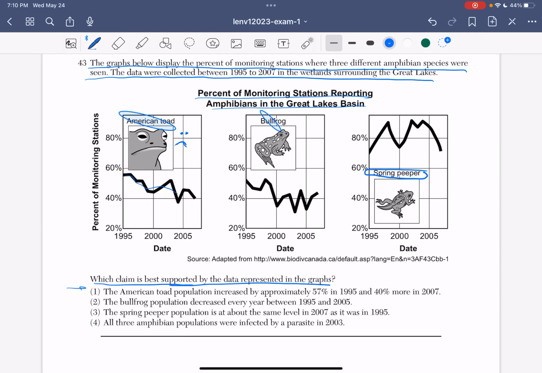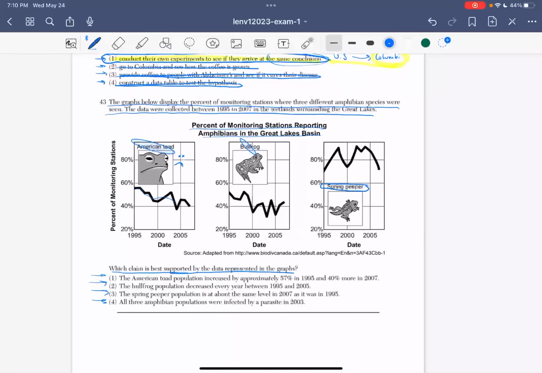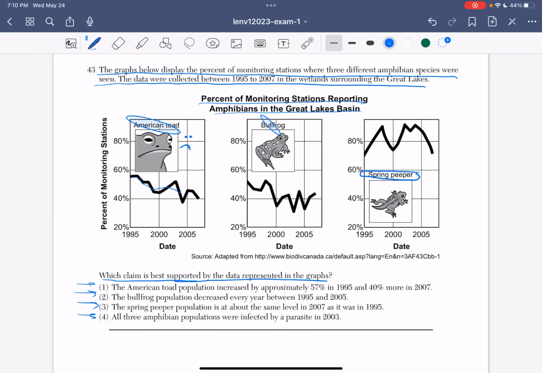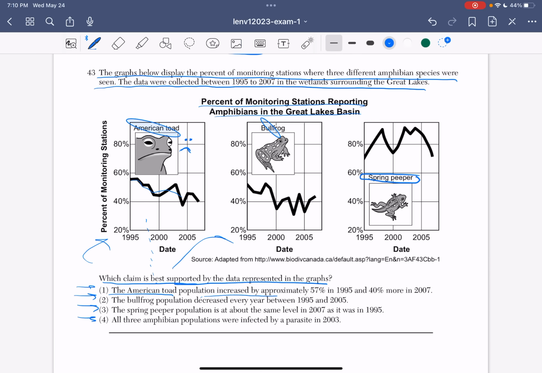Okay, so which one is true? I know this is just 1 point, but this kind of question takes time. But don't overthink things. Just look at the choices and see which one makes the correct sense. The American toad, okay, we're going to go to the American toad. Population increased by approximately 57% from 1995 and 40% more in 2007. No, it went down the whole time. Incorrect. Wrong. Let's see the next one.